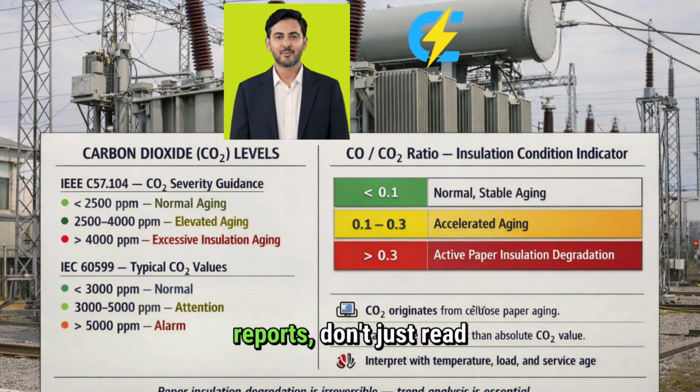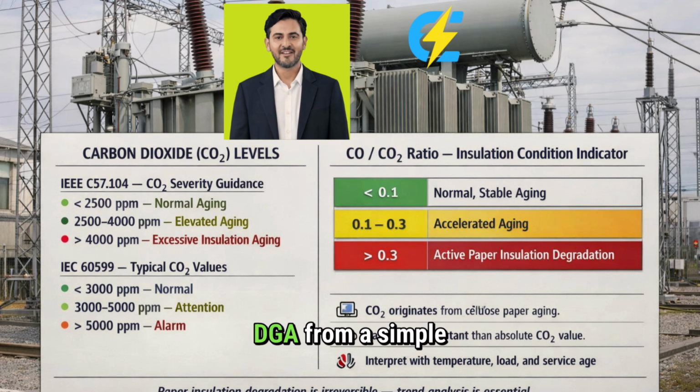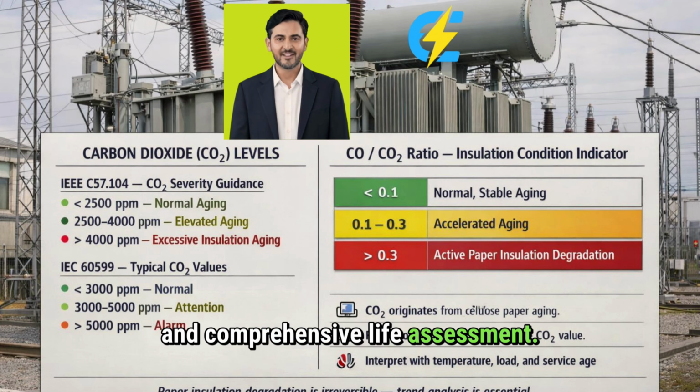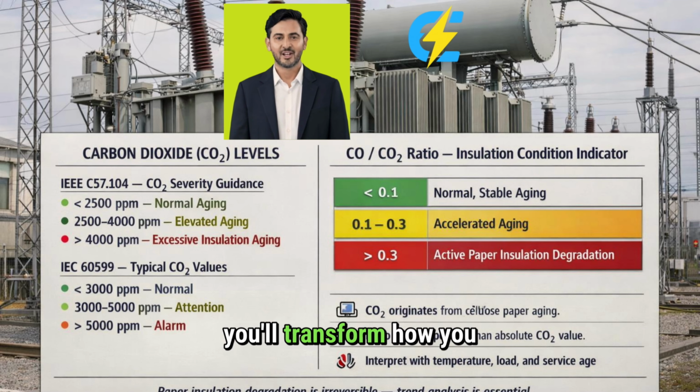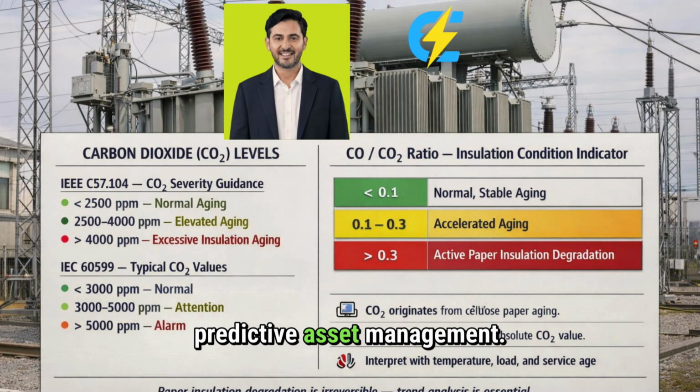When you're reviewing DGA reports, don't just read numbers, read the story behind them. Look at trends over time. Compare ratios across similar transformers in your fleet. Consider the operational context. This holistic approach transforms DGA from a simple test into a powerful asset management tool. The carbon dioxide to CO ratio represents one of the most sophisticated aspects of modern DGA interpretation. It bridges the gap between simple fault detection and comprehensive life assessment. Master this ratio and you'll transform how you manage transformer assets, moving from reactive maintenance to predictive asset management.